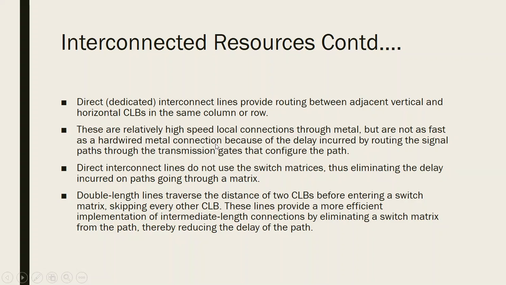Now double length lines traverse the distance of 2 CLBs before entering a switch matrix, thereby skipping every other CLB. So it's just a connection between alternating CLBs. These lines provide a more efficient implementation of intermediate length connections, and they eliminate the switching path as well. Therefore they reduce the delay in the path. So depending on how fast you want your signal to transmit from one point to the other, you can choose any of these interconnections.